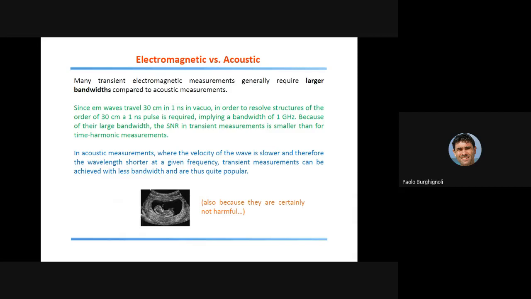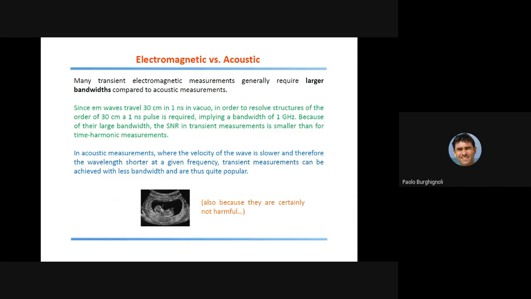And so if you wish to observe structures to a detail of the order of 30 centimeters, then you should employ a 1 nanosecond pulse. Otherwise, you would lose your resolving power. And this implies in turn a bandwidth of the order of the inverse of this time, so 1 gigahertz. So there are large bandwidths.